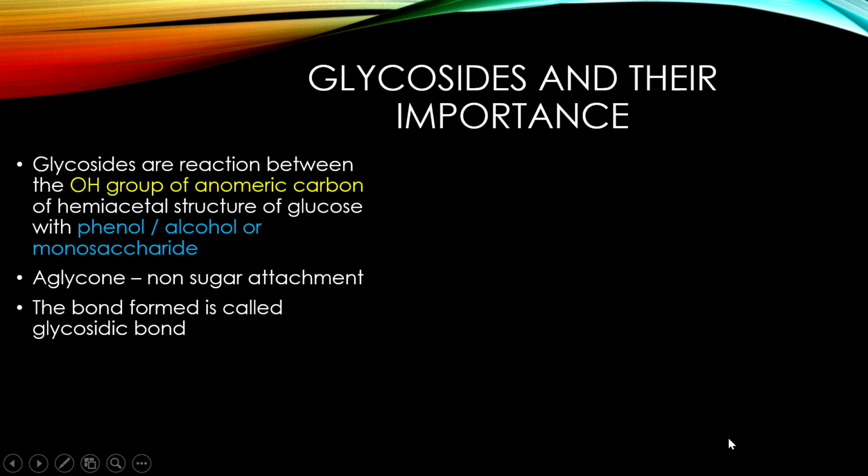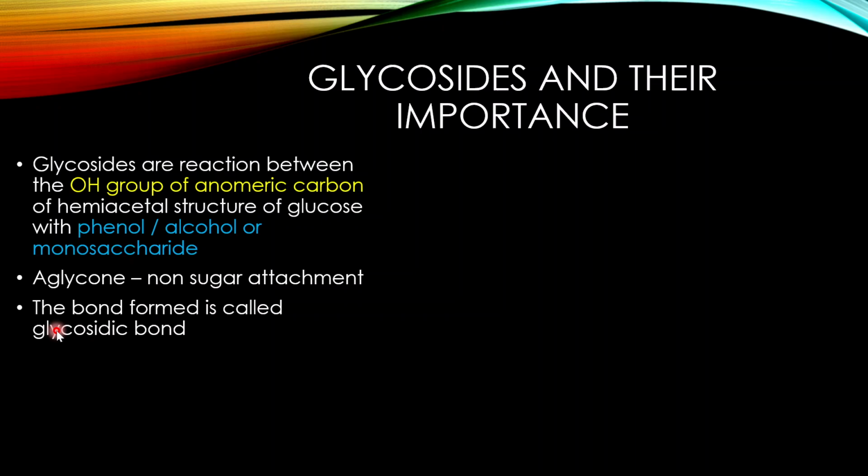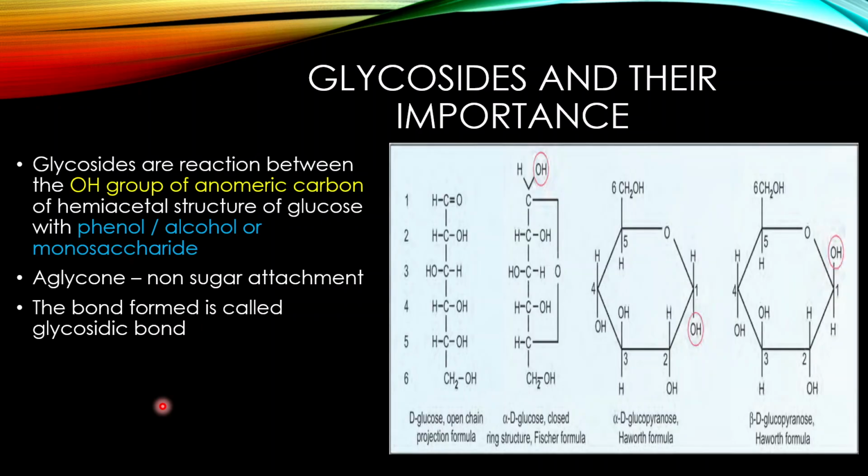So let's move forward. First, what are glycosides? Glycosides basically are reactions between the hydroxy group of the anomeric carbon, which is present in the hemiacetal structure of glucose, along with a phenolic or an alcoholic group or another monosaccharide. To understand what glycosides are, first let's look at the structure of glucose.